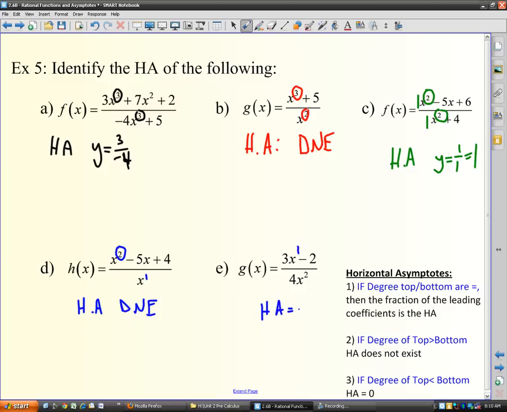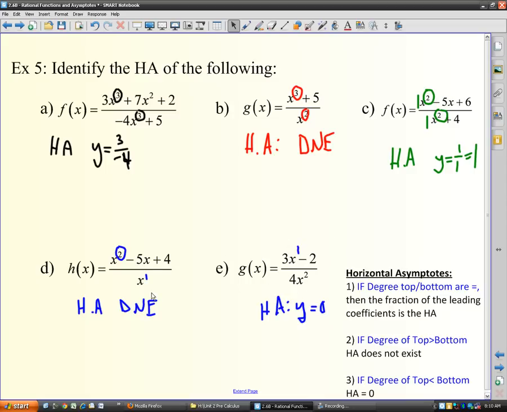And I shouldn't have put an equal sign there. It should have been like a colon or something like that. So that's really what we're talking about when we're doing these, and that's how you can quickly identify the horizontal asymptotes. It doesn't matter what the leading coefficients are when the degrees do not match. It only matters when the degrees match.